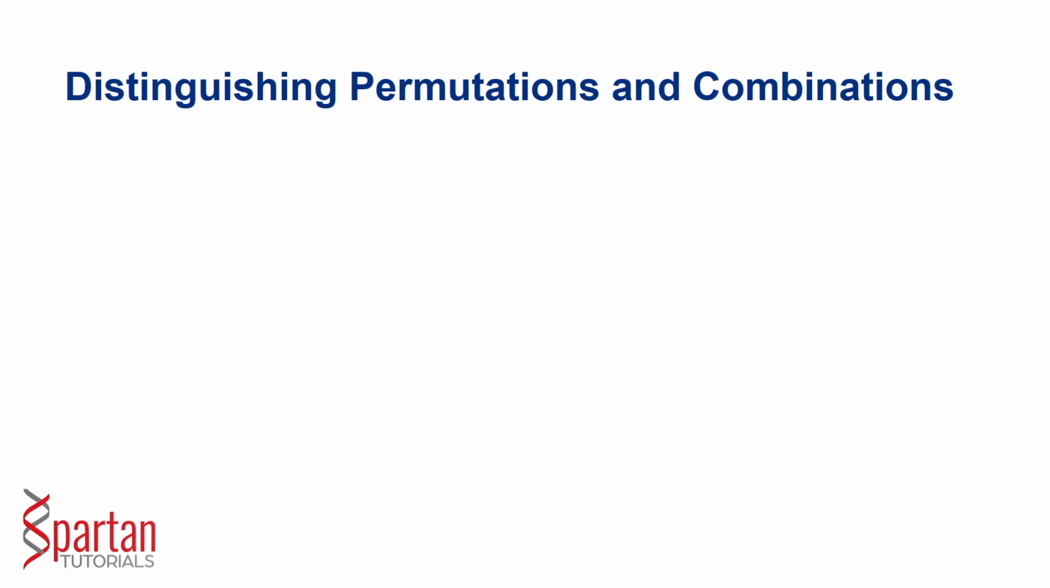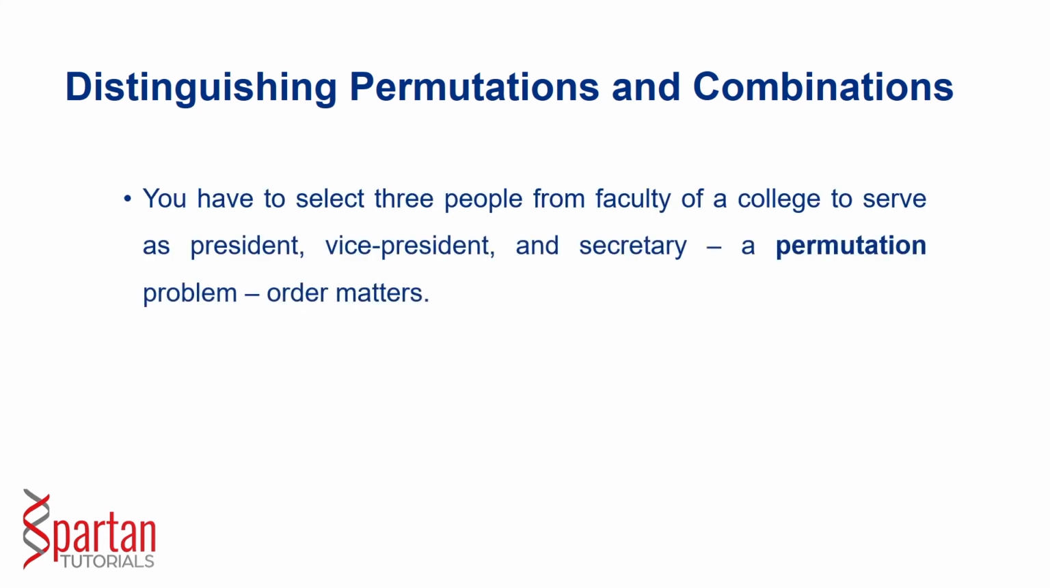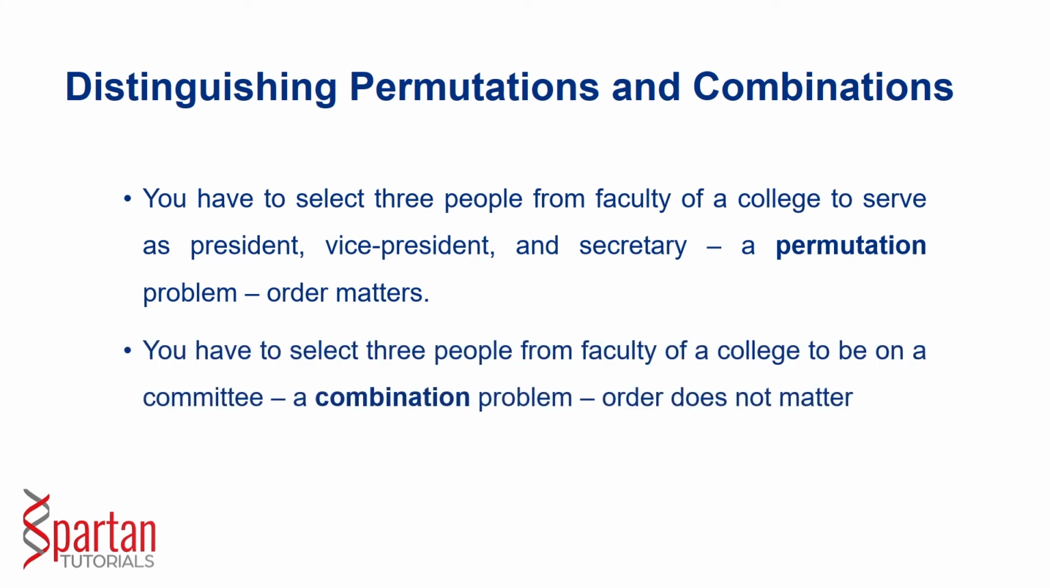Alright, so how to distinguish permutations and combinations? For example, let's look at this problem. You have to select 3 people from faculty of a college to serve as president, vice president and secretary. This is a permutation problem because order matters here. One who is a president cannot be a vice president and cannot be a secretary either. In this problem, where you have to select 3 people from faculty of a college to be on a committee, this is a combination problem because the 3 people will be on a committee. The order does not matter.